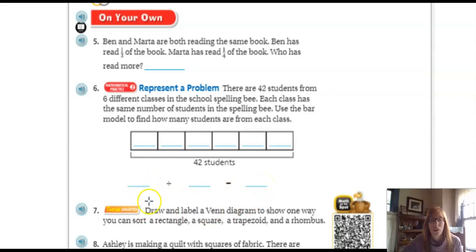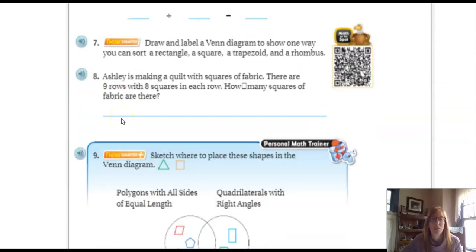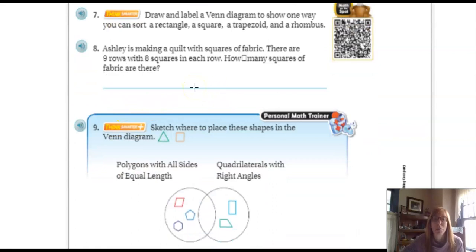All right. We're going to go on to number 7, and it says draw and label a Venn diagram to show one way you can sort a rectangle, a square, a trapezoid, and a rhombus. Well, we know that they all have 4 sides, correct? Okay, so you want to have a drawing and see how you could do that. So maybe you want to use 4 sides. You can have where you have right angles. These have right angles. These have the same side, the same size, just like a square. The sides are the same.